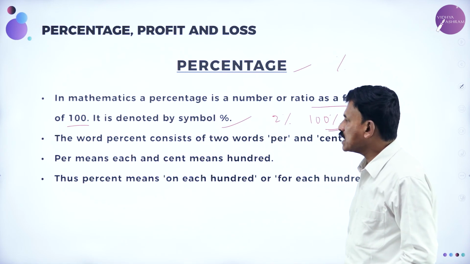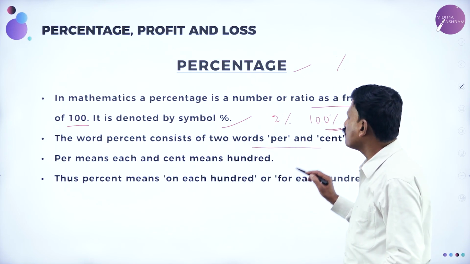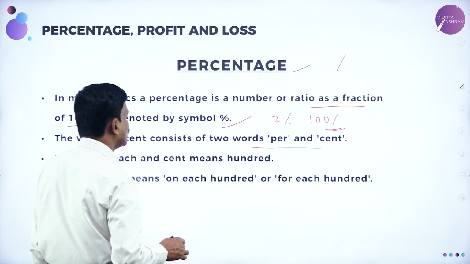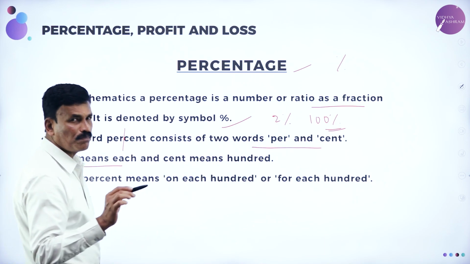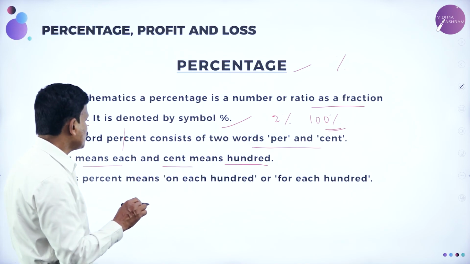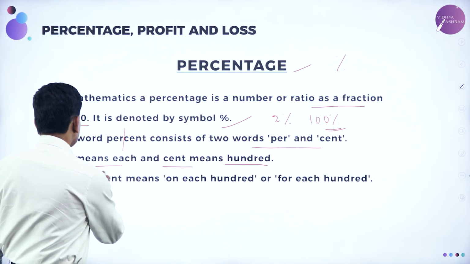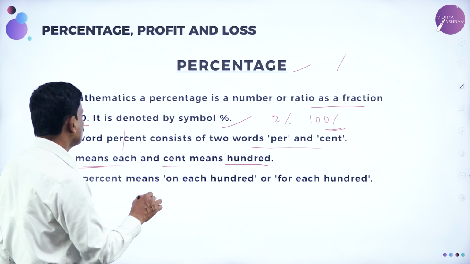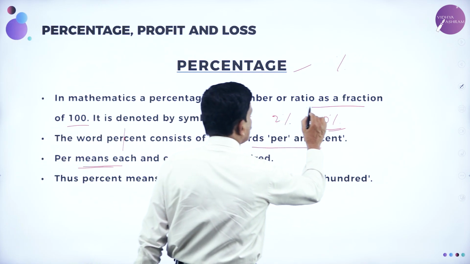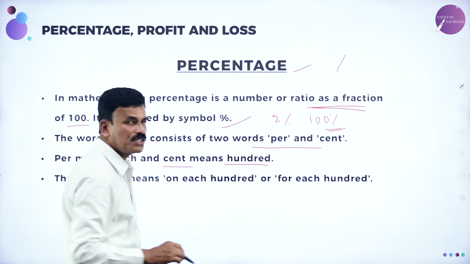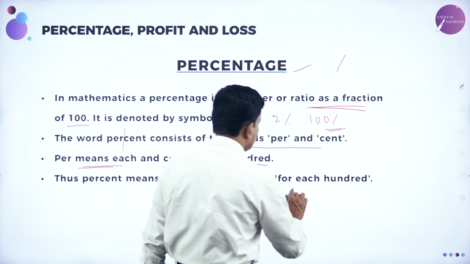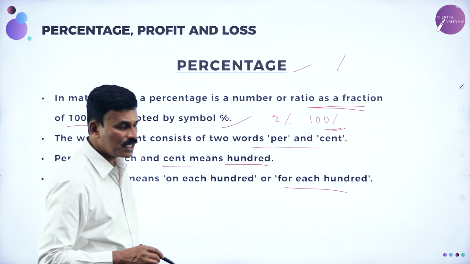Now the word percent consists of two words, that is per and cent. Per means each and cent means 100. That is why it is called a percentage, meaning each 100, that is a ratio as a fraction of 100. So thus the percentage means on each 100 or for each 100.